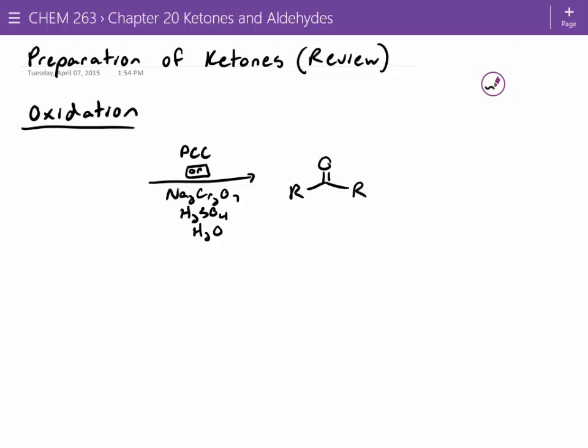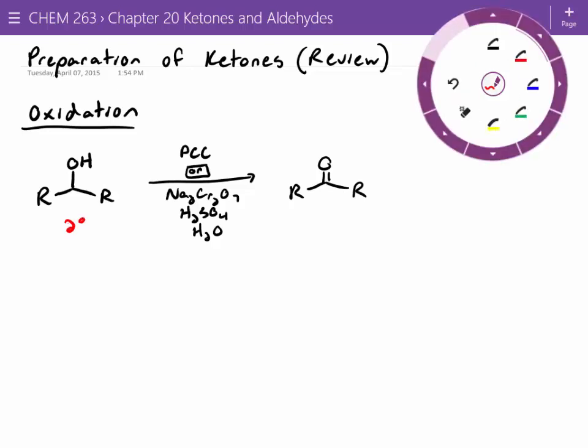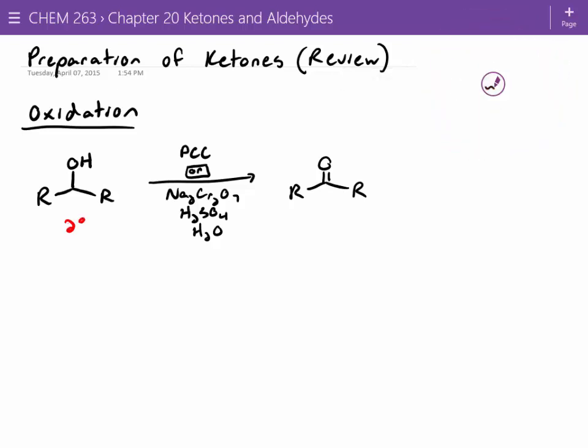A secondary alcohol, right? So if you remember back to the chapter where we had alcohols, if you've got a secondary alcohol, you can only oxidize it to the ketone. And this was from chapter 13.10 again, if you want to review.